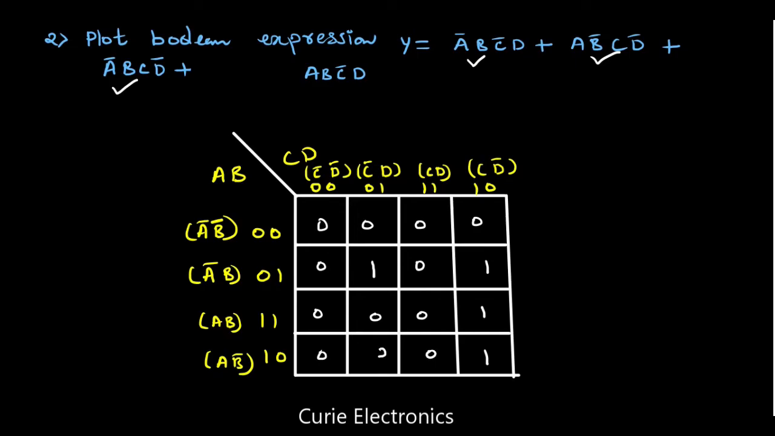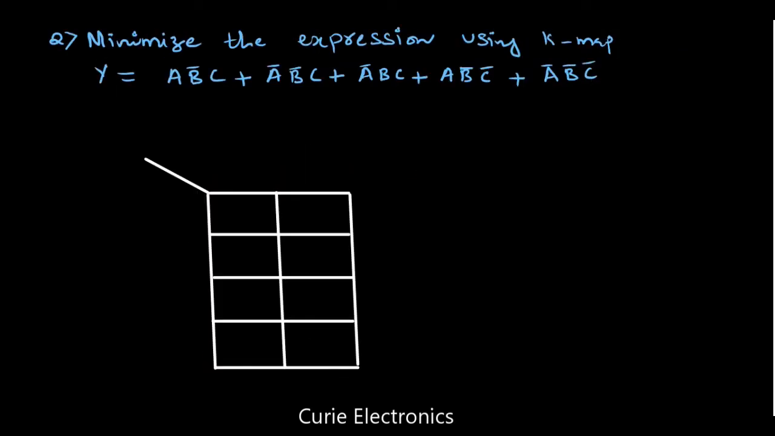So this is how we mark the ones in Karnaugh-MAP for SOP minimization. Minimization we have not done. Now the next question we are going to do the minimization. The question is: minimize the expression using K-MAP, and the expression is given. It's a 3 variable expression.